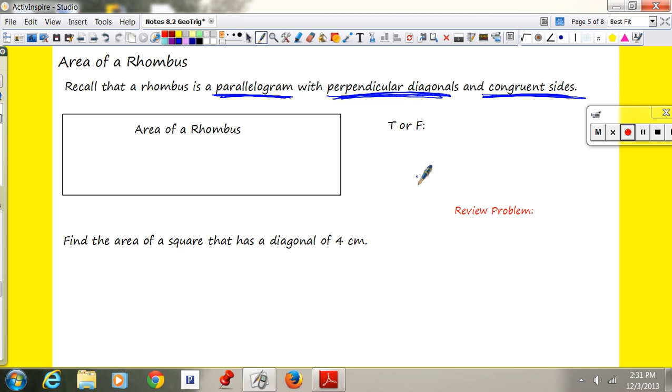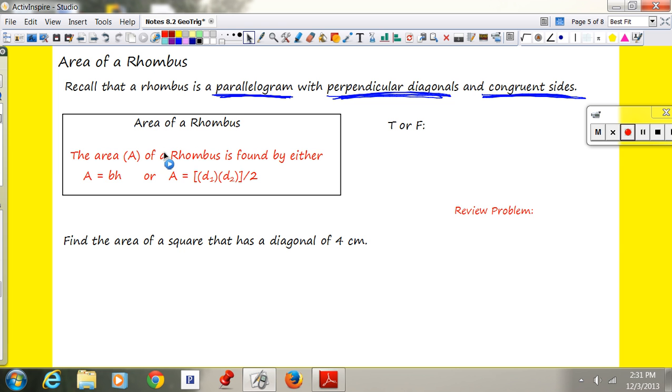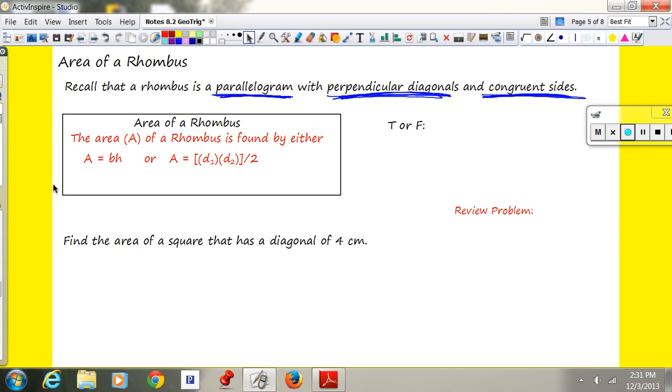Now, to get the area of a rhombus, you could use 2 formulas. You could use area equals base times height. Now, base times height is the formula for which other shape? Rectangle or parallelogram. Since the rhombus is a parallelogram, you could use that formula. It works, because a rhombus is a parallelogram. If you know the base and you know the height, then use it.